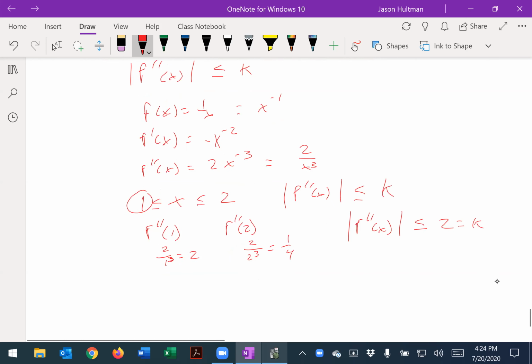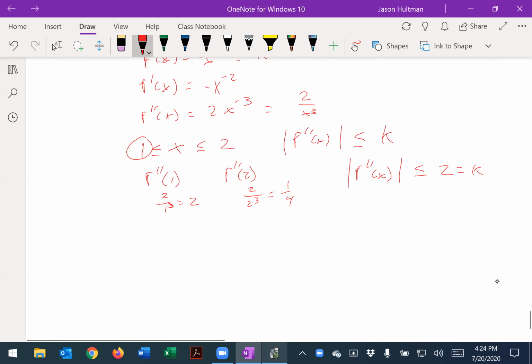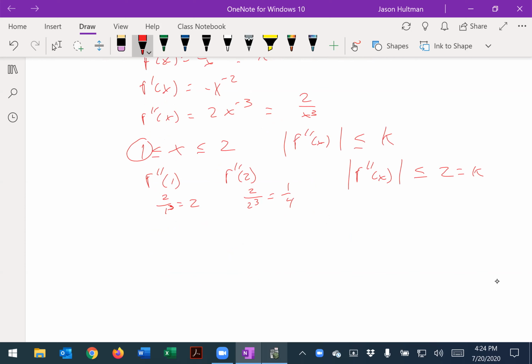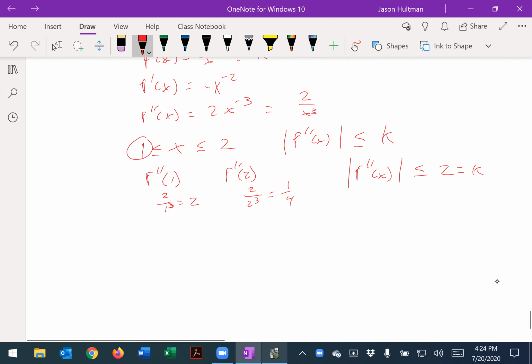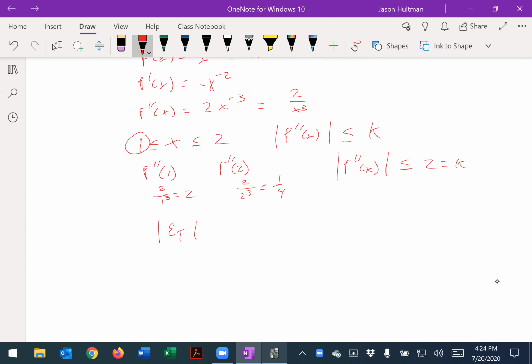So what's the error? The absolute value of the error. Did I put absolute value on the errors? Yeah, I did. The absolute value of the error of t is less than or equal to k times b minus a squared all over 12n squared. Let me go back and check my notes. Yes, 12n squared.